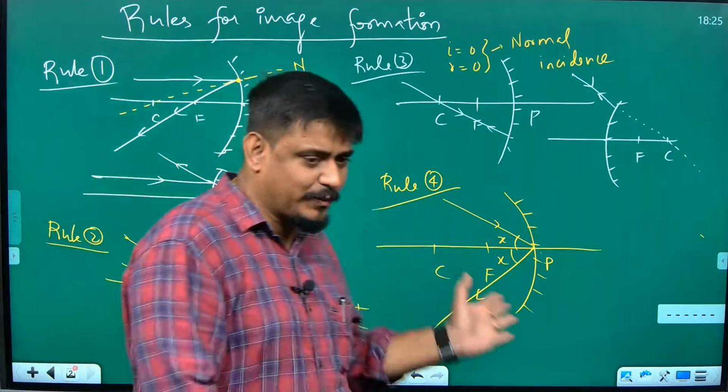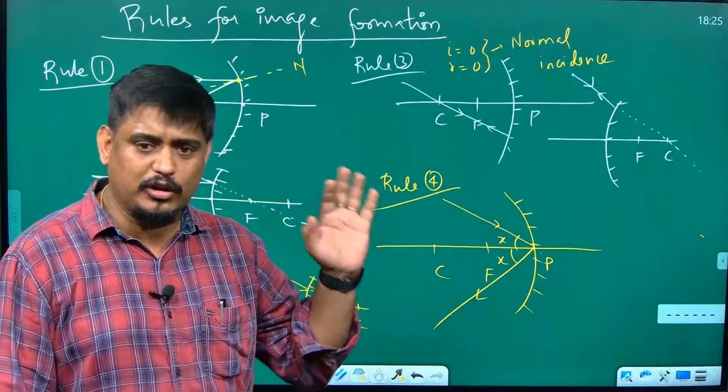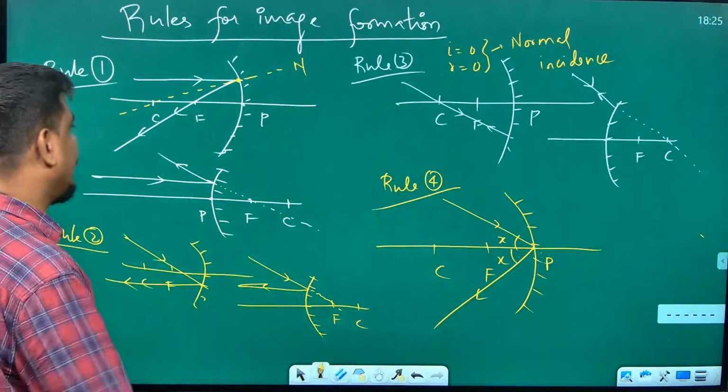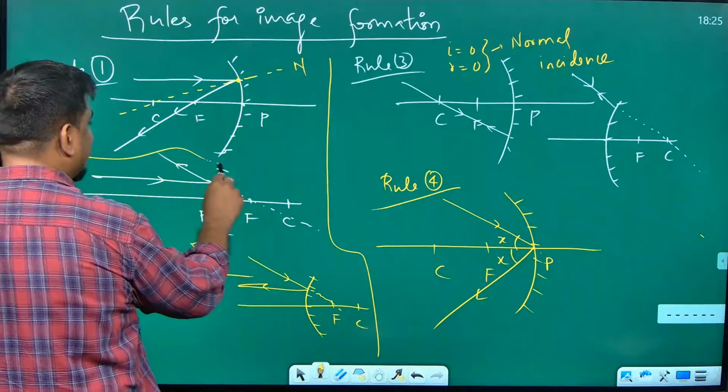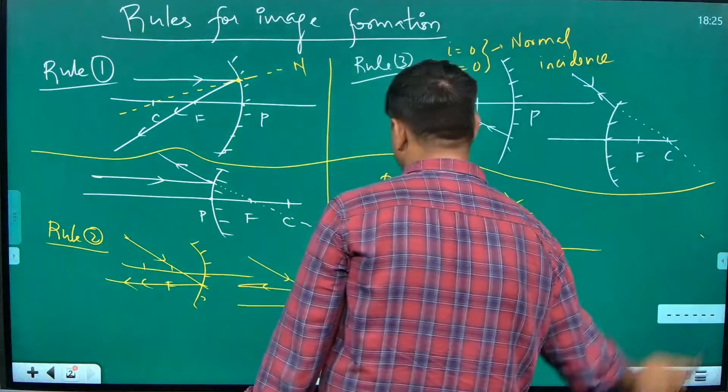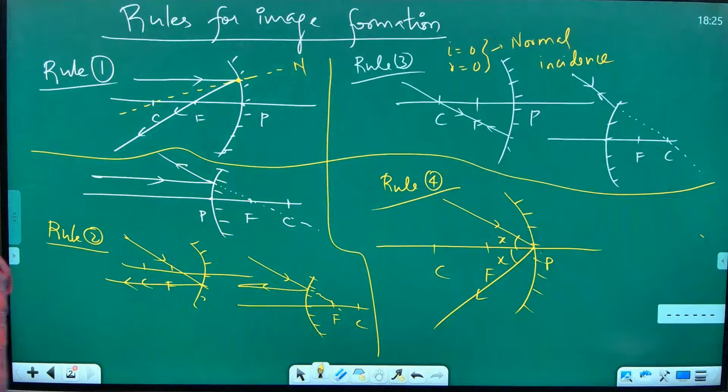It will be clear when I go to the next topic. First, this is clear to you? All the rules are clear to you? Can you please take a note of it? Note it down. If you want to ask anything to me, you can ask me. These are the 4 rules of image formation. Please make a note of it fast. Don't take more than 5 minutes.